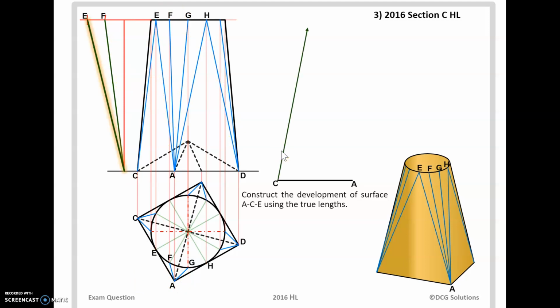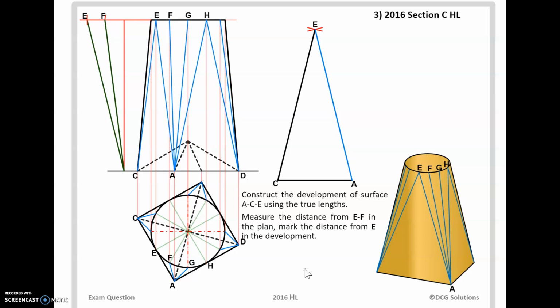Okay. So ACE, we're going to get from C. We're going to get our distance from A to E, because CE will be the exact same as well. And we're going to do the same from A. So we're going to mark it with our compass where they meet. Then it's going to be the top where E is. Okay, so that's ACE. All right, that's the first part of the development.